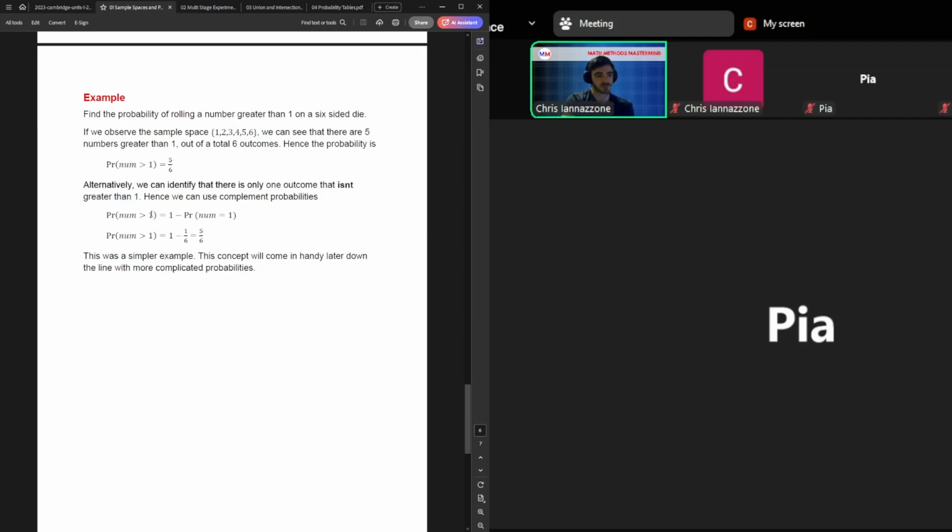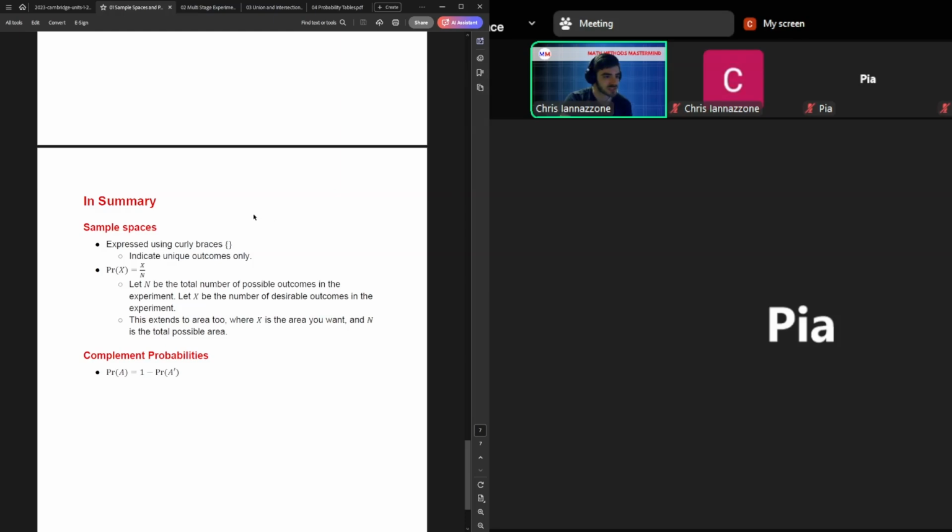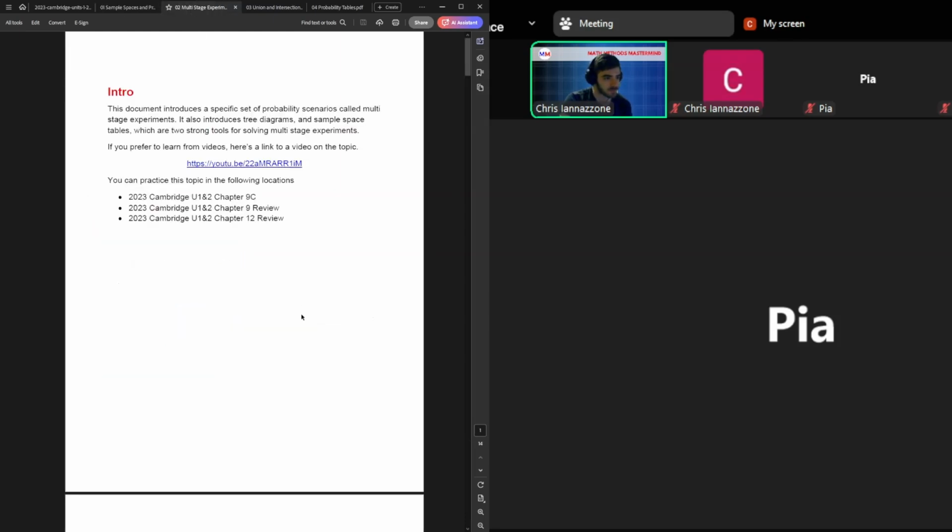Alternatively, and this becomes more important when you get more complicated questions, instead of doing the addition of all of these, you can just say, okay, instead of doing numbers greater than 1, I could look at all the numbers that are 1 or less and do 1 minus that, because that's the complement to that. So there's only one number that isn't greater than 1, and so if I do 1 minus the probability of that, I should also get the 5 out of 6 there. That's the gist of it, really. So those are the fundamentals there.